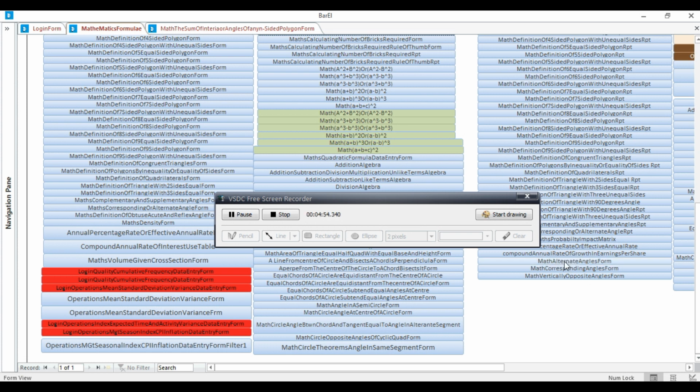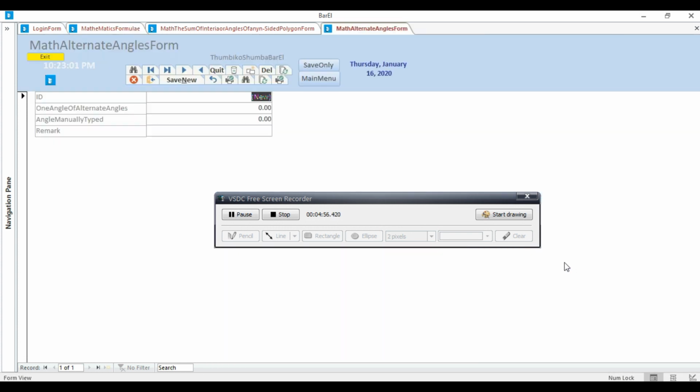If one of a pair of alternate angles is 10 and the other is 20, then it's not alternate. But if it's 10 and the other angle is 10, then it's an alternate angle.